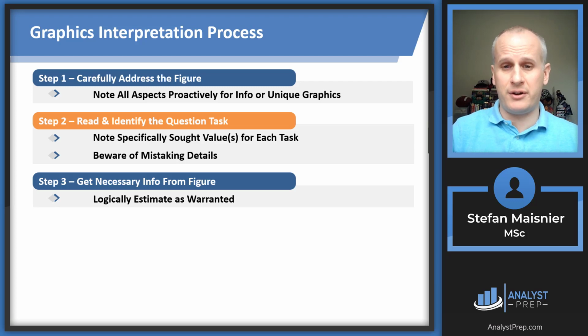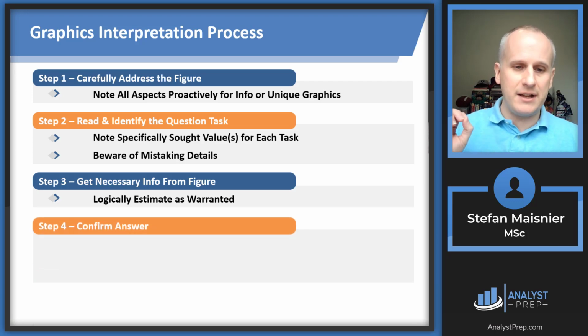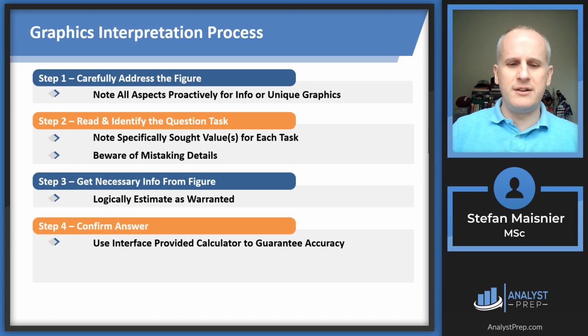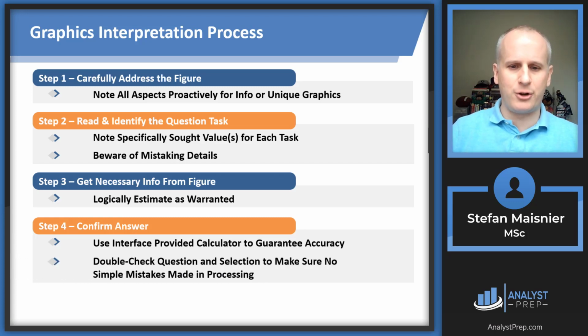As we saw with our sample information graphic about the water sources, you didn't really have to engage with the calculator for both of those questions. And then confirm your answer. So use the interface provided calculator to guarantee accuracy. You have no reason to do the math mentally on the graphics interpretation questions on the integrated reasoning section. Use their calculator and double check your question and your selection to make sure you made no simple mistakes.